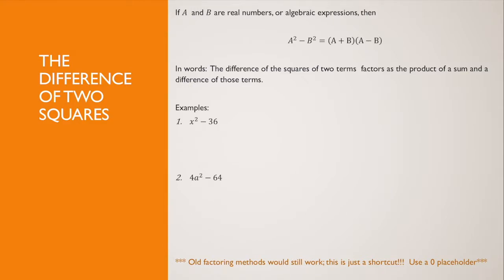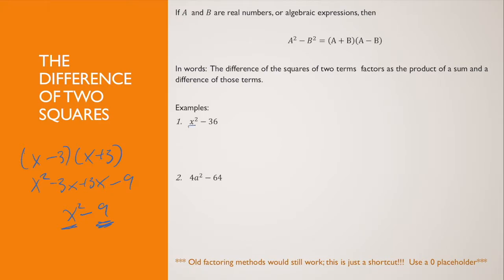If A and B are real numbers, then A squared minus B squared equals A plus B times A minus B. I'm sure you noticed that in our section covering FOIL when I had you take x minus 3 times x plus 3. I'm sure there were quite a few examples on the homework. And you would see that our middle terms would cancel, and we were left with a difference of two squares, x squared and 9, which is 3 squared. The difference of two squares, two terms, factors into the product of a sum and a difference of those terms.